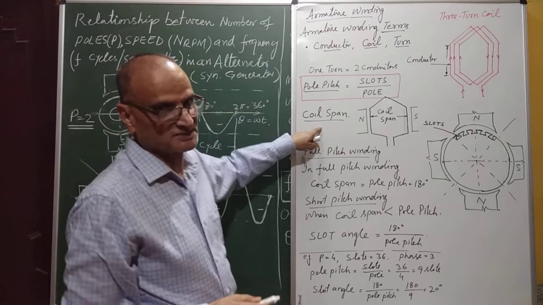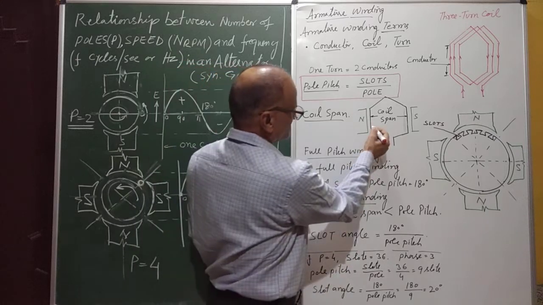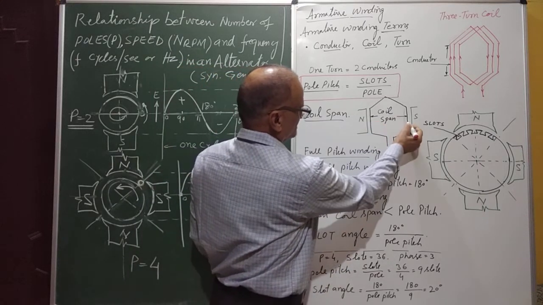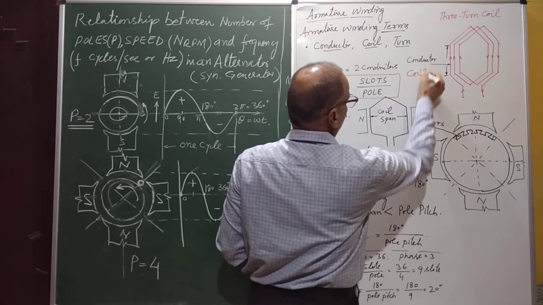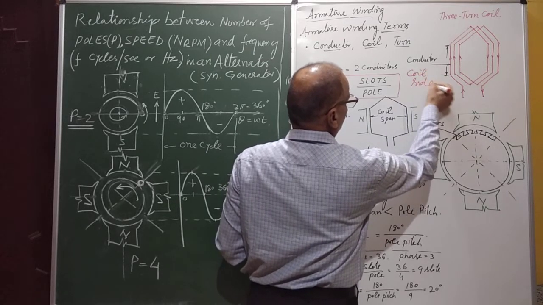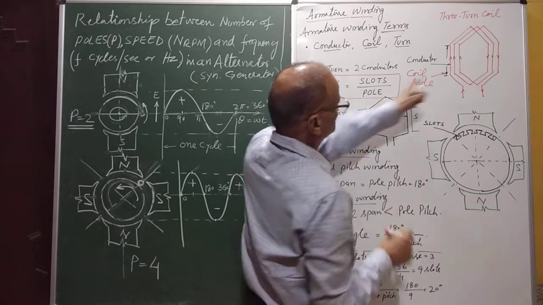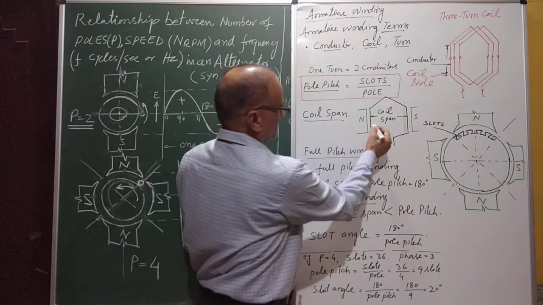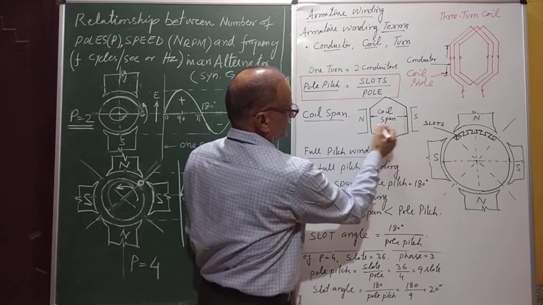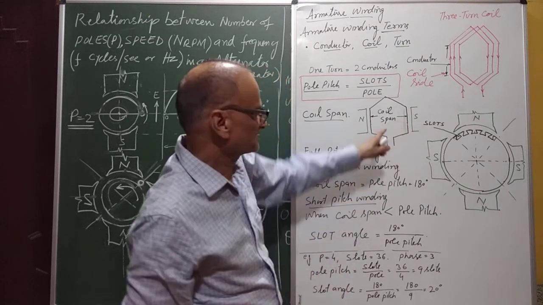Then next is coil span. Coil span is distance between the two coil sides. This conductor is sometimes called coil side. Distance between these two points, these two conductors, is called coil span.